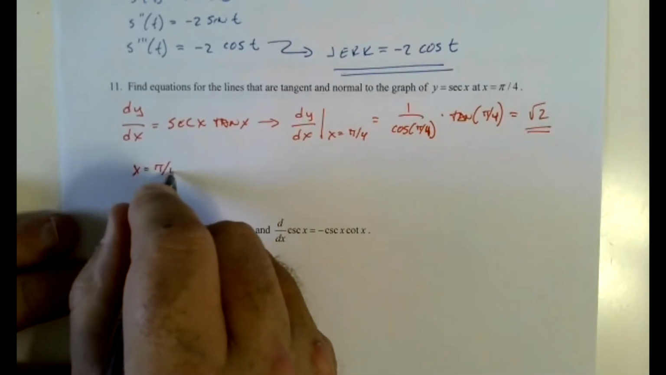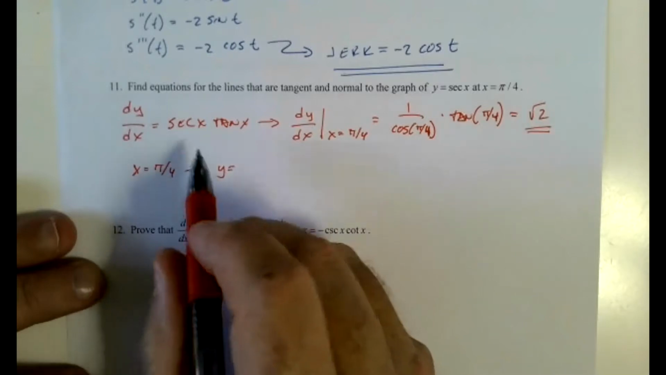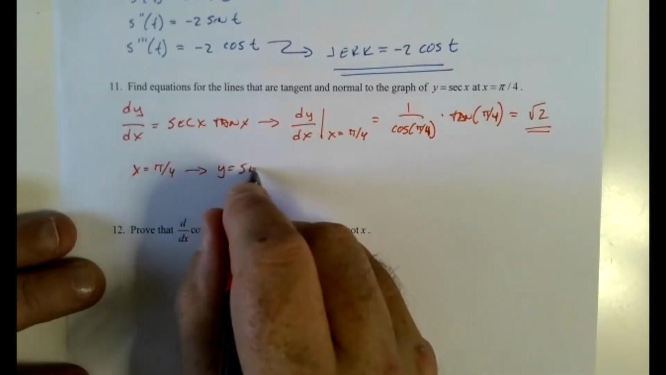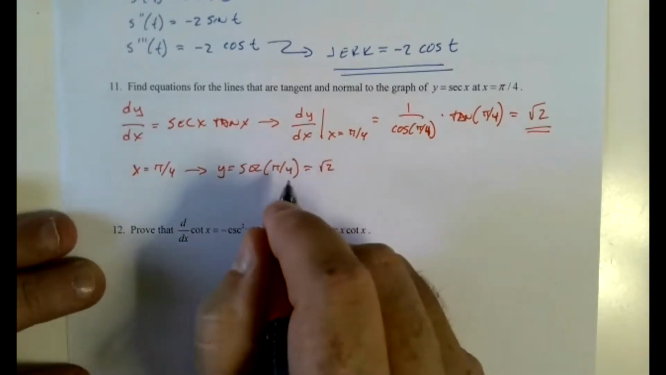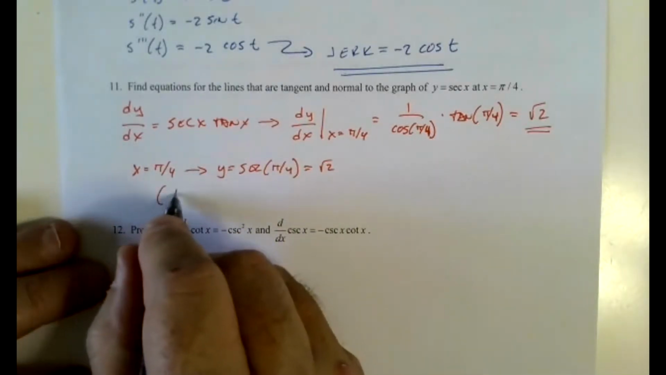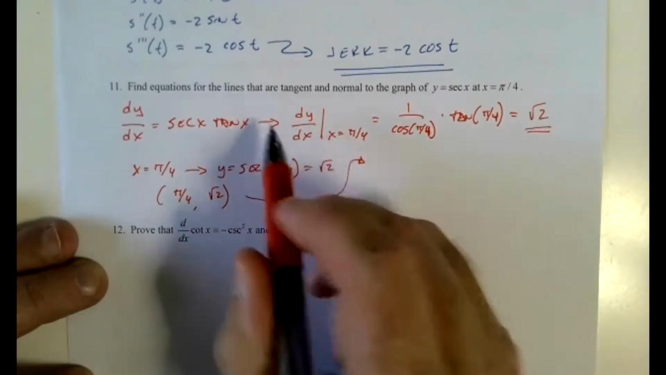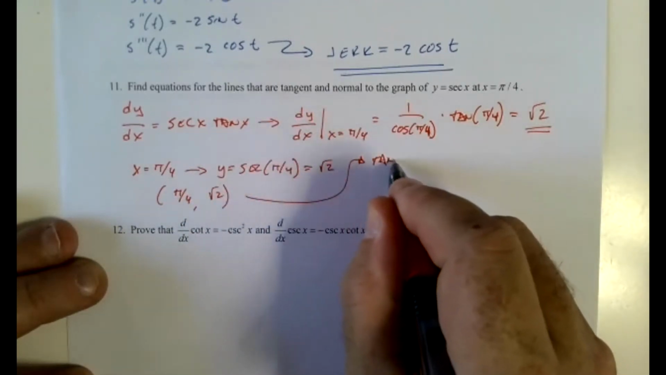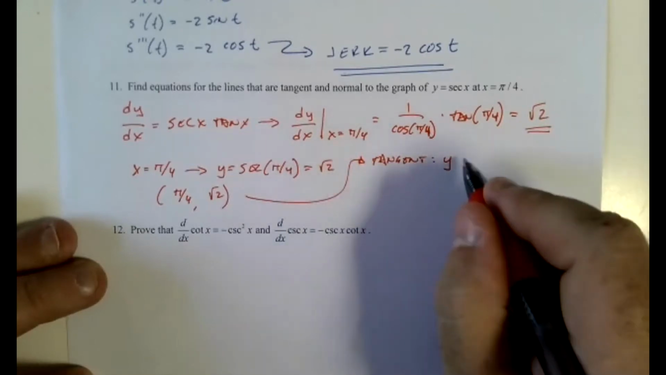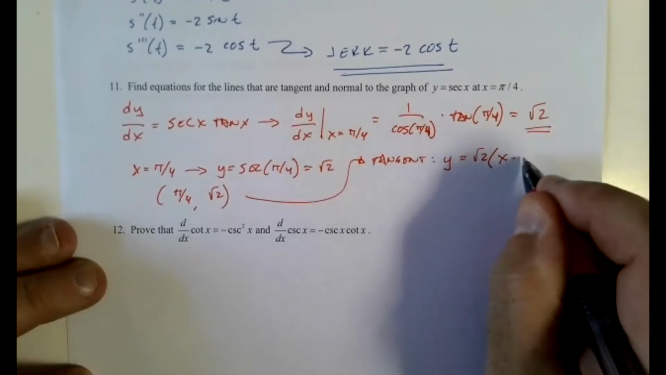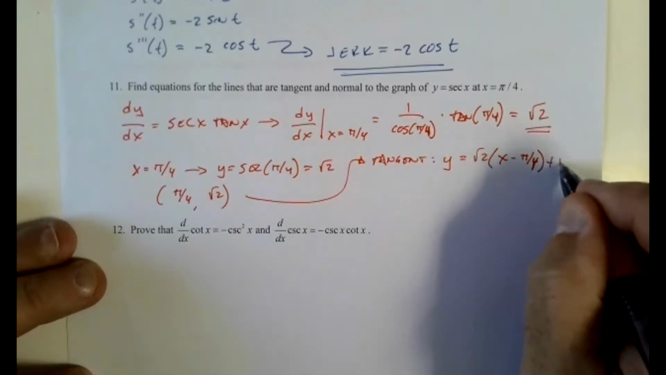X equals pi over 4. Y equals, interesting, secant of pi over 4, which I'm not writing as 1 over cosine because we just did this, that's root 2. So the point is pi over 4 comma root 2. So tangent: y minus root 2 equals root 2 times x minus pi over 4, plus root 2.